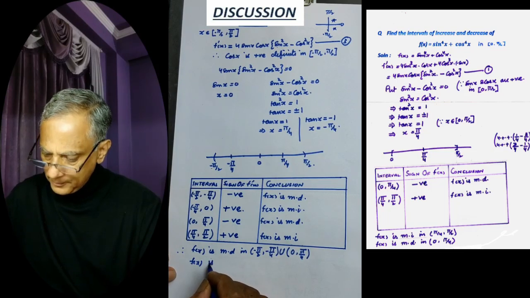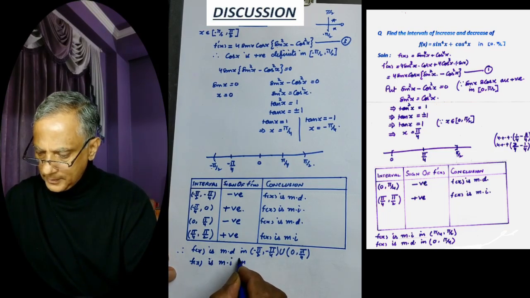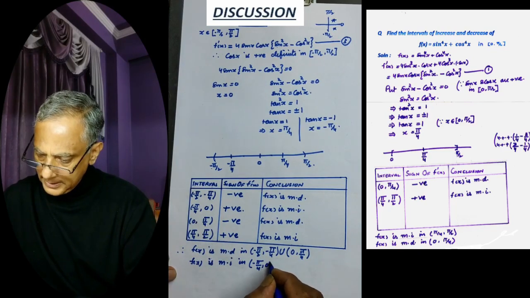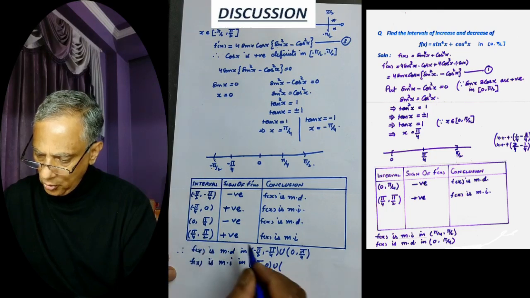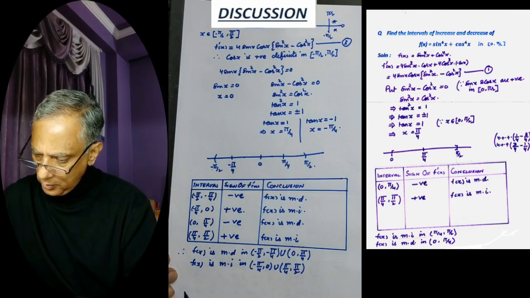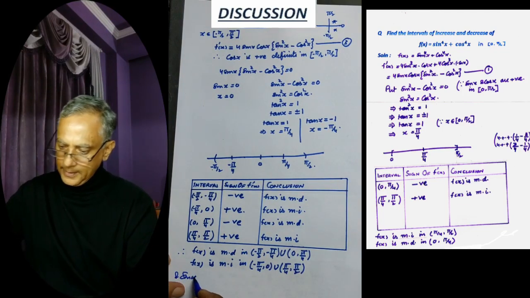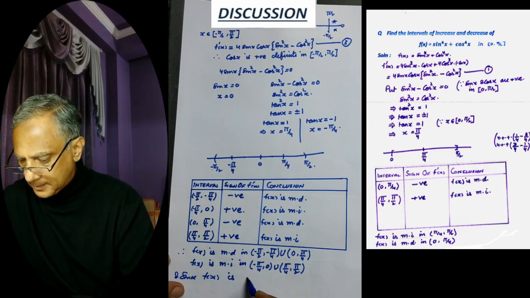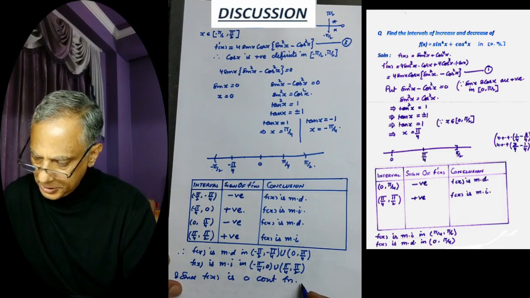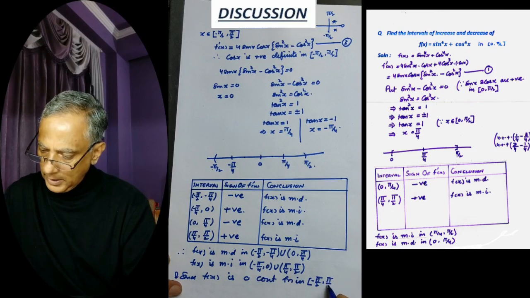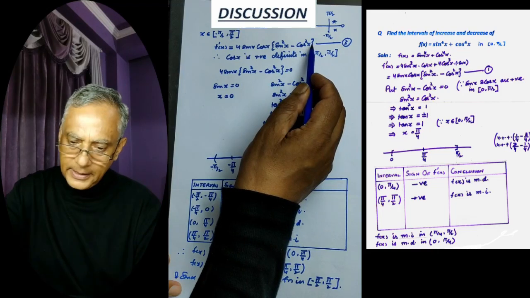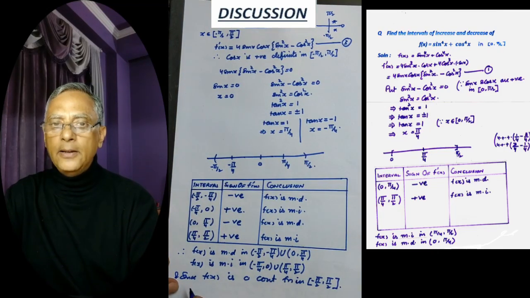And fx is monotonically increasing in minus pi by 4 to 0 union pi by 4 to pi by 2. And since fx is a continuous function in minus pi by 2 to pi by 2, in fact, this function is continuous everywhere.